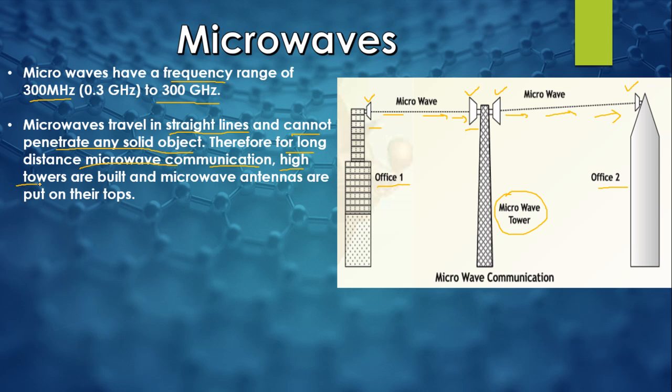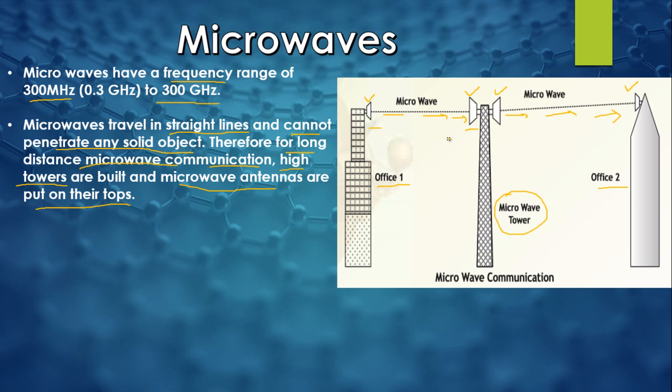Okay, so the towers are built to a very good height, and microwave antennas are put on their top. So if you see in these diagrams also, the antennas are arranged in such a manner that no obstructions come in between them. Okay, so if the offices are very far apart, then they build high towers for setting the antennas.